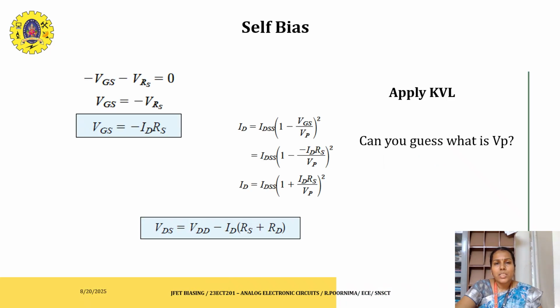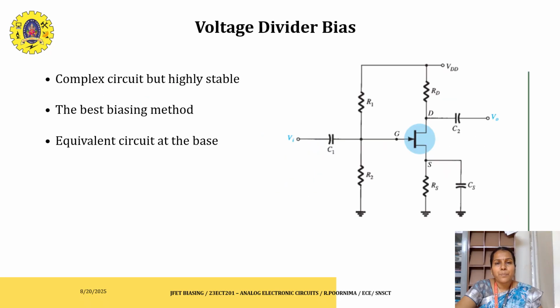To analyze this self bias, we apply KVL to the gate to source circuit and also to the drain to source circuit, and we get the gate to source voltage as minus ID into RS. Similarly for the drain current and drain to source voltage, VDS is equal to VDD minus ID into RS plus RD.